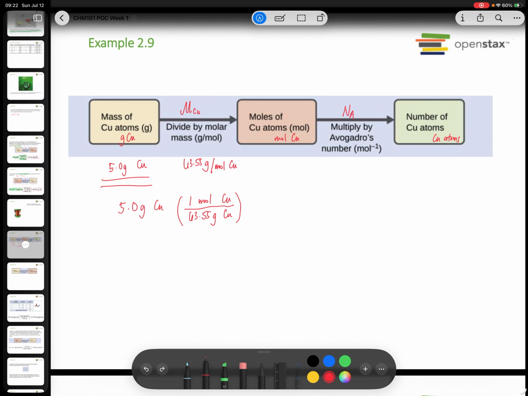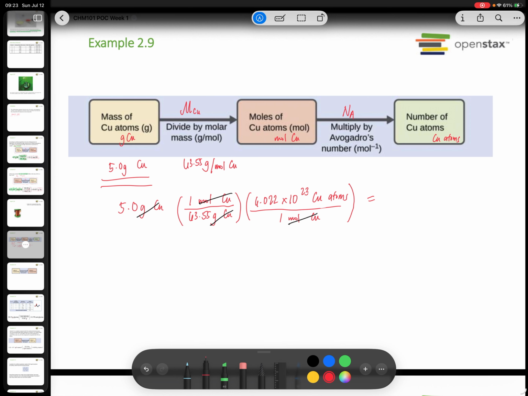Tapos daw, we will multiply with Avogadro's number, 6.022 times 10 to the 23 atoms per 1 mole copper atoms. Yan, no? Sige, baliktarin ko lang. Yan. Copper atoms per 1 mole of copper. Ano pang next na gagawin? Wala na, no? So, we cancel yung units, no? So, grams of copper, grams of copper, moles of copper, cancel yan.